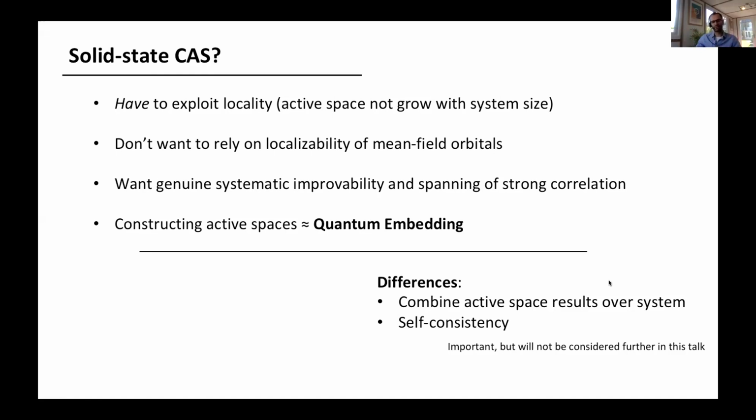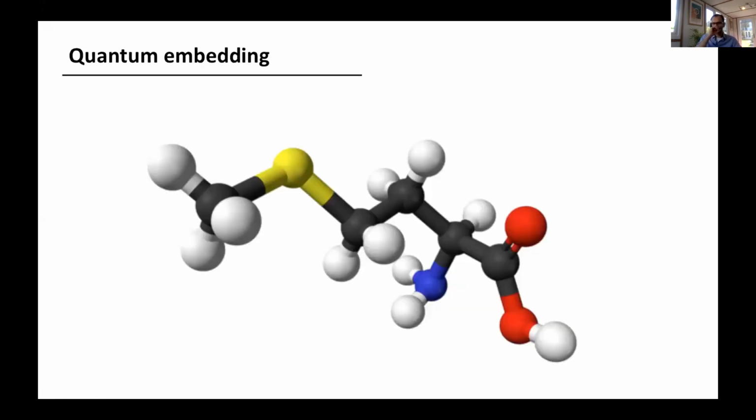I'm not going to talk about that. It's very important. We're doing a lot of research in the best way to combine different active space solutions over different degrees of freedom, but I'm not going to talk about that here. And the other is self-consistency. This is optional, but is something that is generally done when you talk about quantum embedding, but it's not essential. And so we're going to skip that detail in this talk.